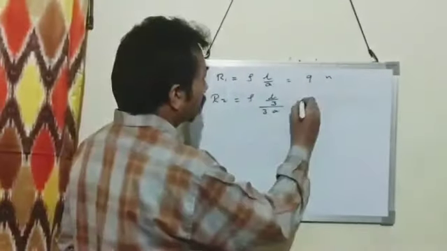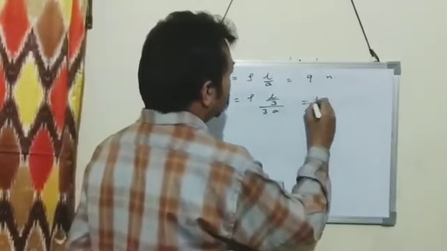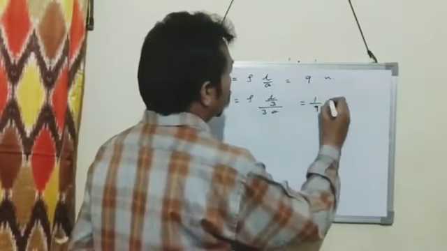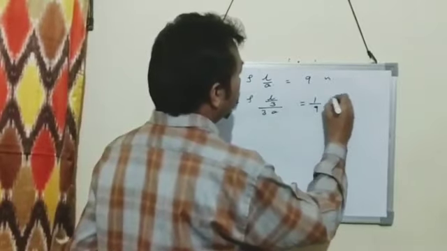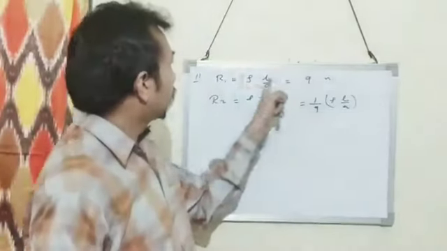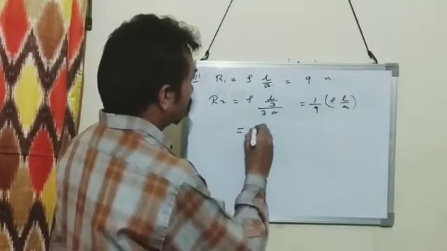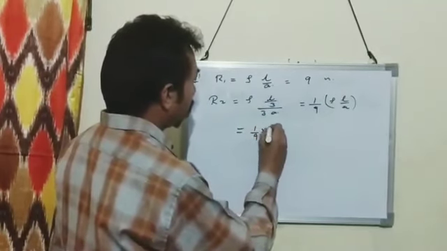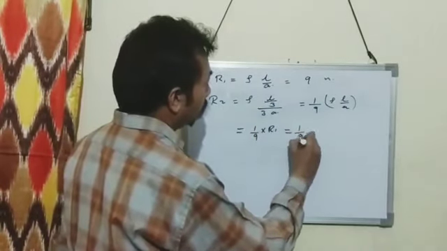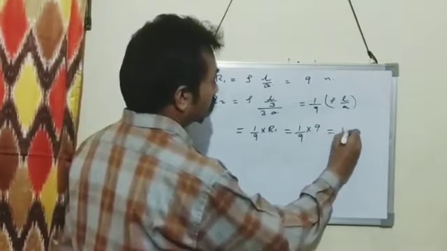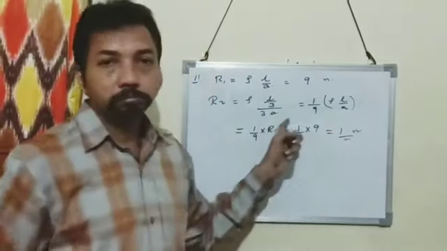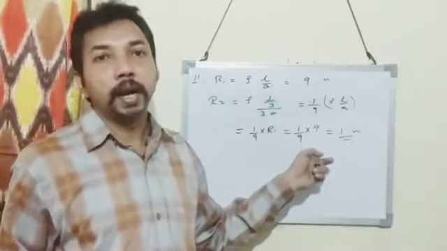So it can be written like this: 1/9 into rho into L by A. Then instead of this we can write R1. So 1/9 into R1, that is equal to 1/9 into 9, which is equal to 1 ohm. So this is the answer.